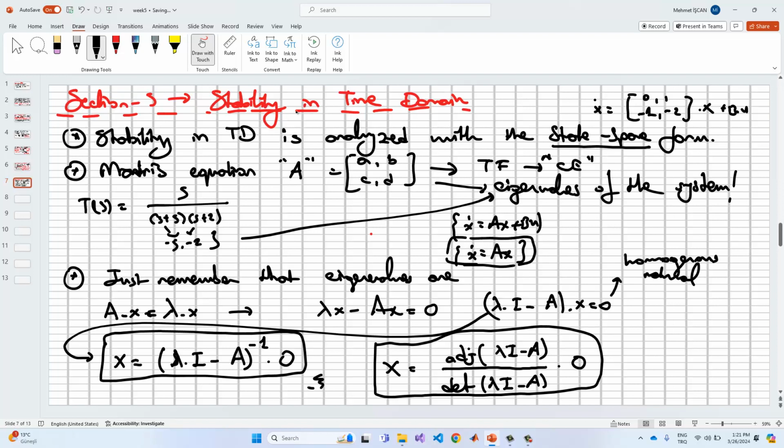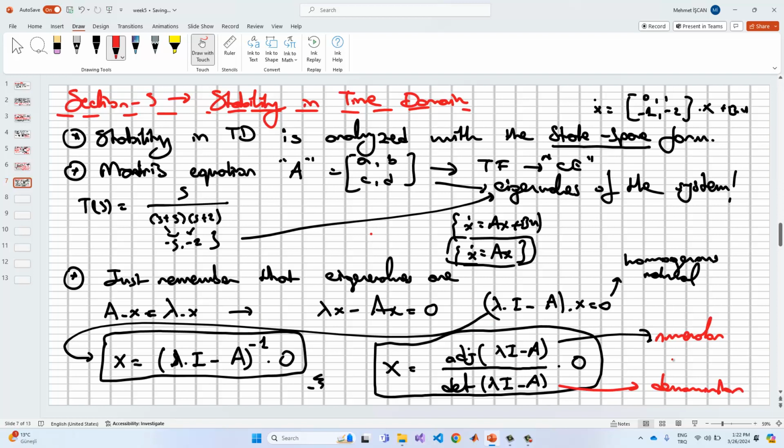Okay? And so this adjoint equation is equal to the numerator of the transfer function. The determinant of this term is the denominator of the transfer function, right? It's equal to this one. And so this form directly turns into the transfer function. Or we can convert the transfer function into the state space domain, right?